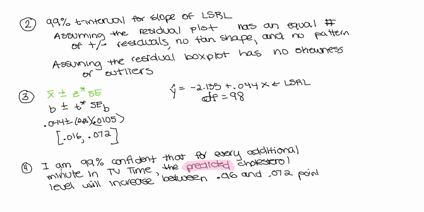Moving on to step 4. Draw the conclusion. I am 99% confident that for every additional minute in TV time, the predicted cholesterol level will increase between 0.016 and 0.072 point. Sorry, so you can see I can't even read my handwriting. So this predicted is also a keyword that you want to include, just as in our last question. When you are doing a confidence interval, you also want to use predicted, since we are using the LSRL, right? For every question related to that, use predicted as your keyword.